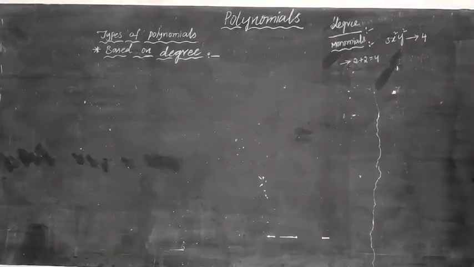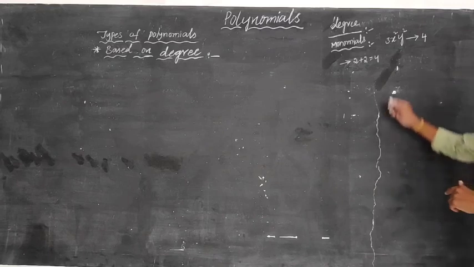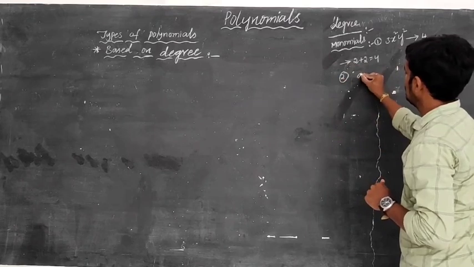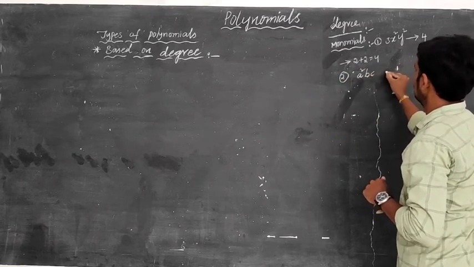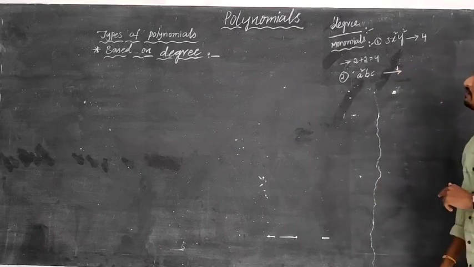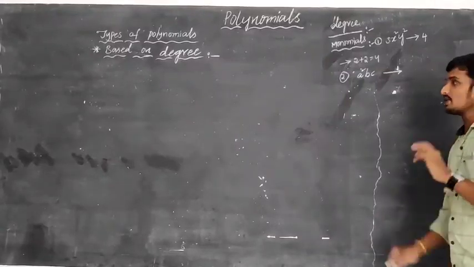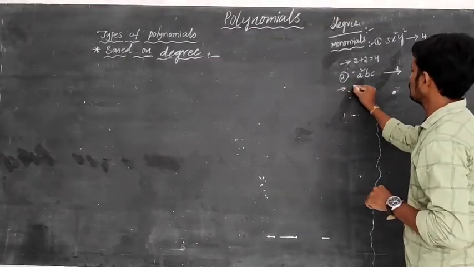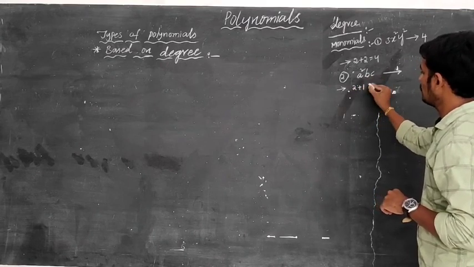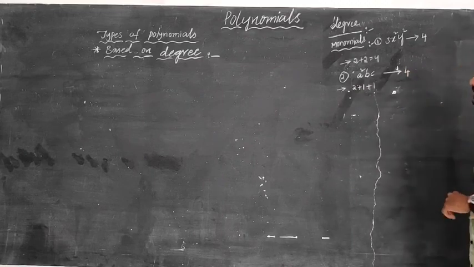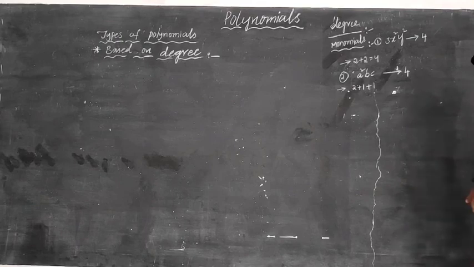The sum of the exponents of variables, whether 2 variables, 3 variables or 1 variable. This is the first step. If you can't understand the first example, I will write one more example: a square bc. Observe this example. How many variables are there? 3 variables: a, b, c. A has 2 plus b has 1 plus c has 1. 2 plus 1 plus 1 is equal to 4. So the degree of a square bc is equal to 4.